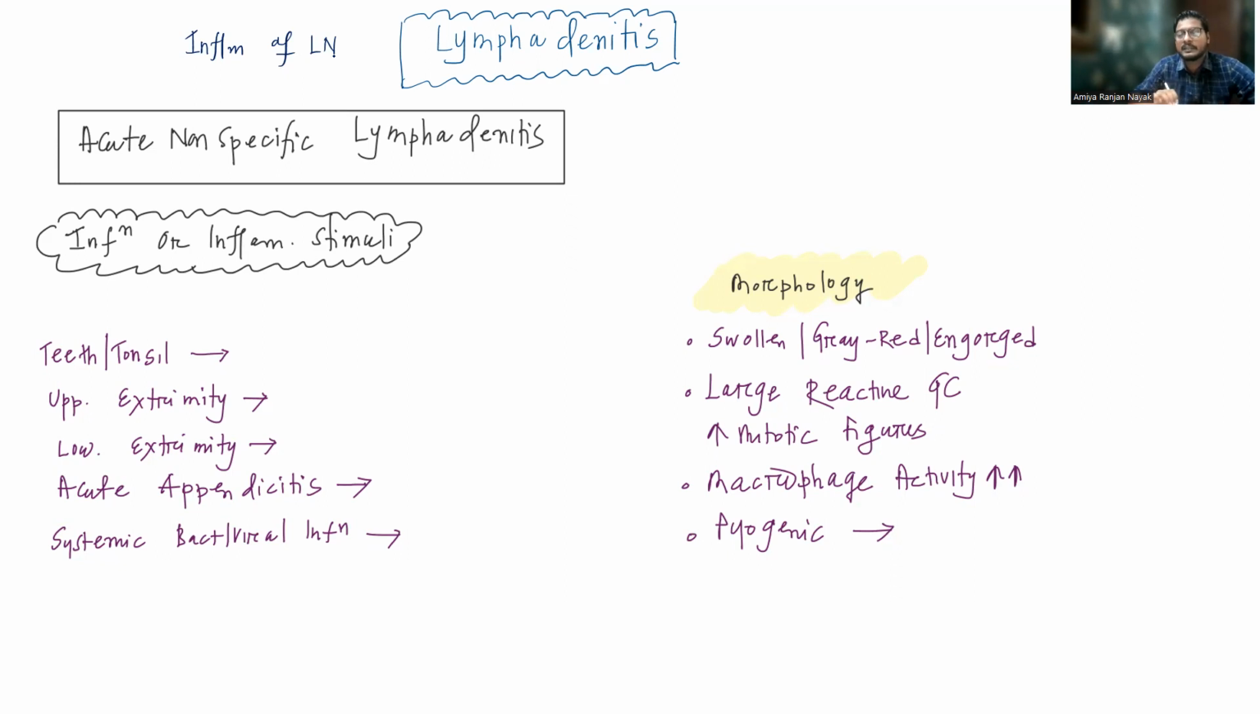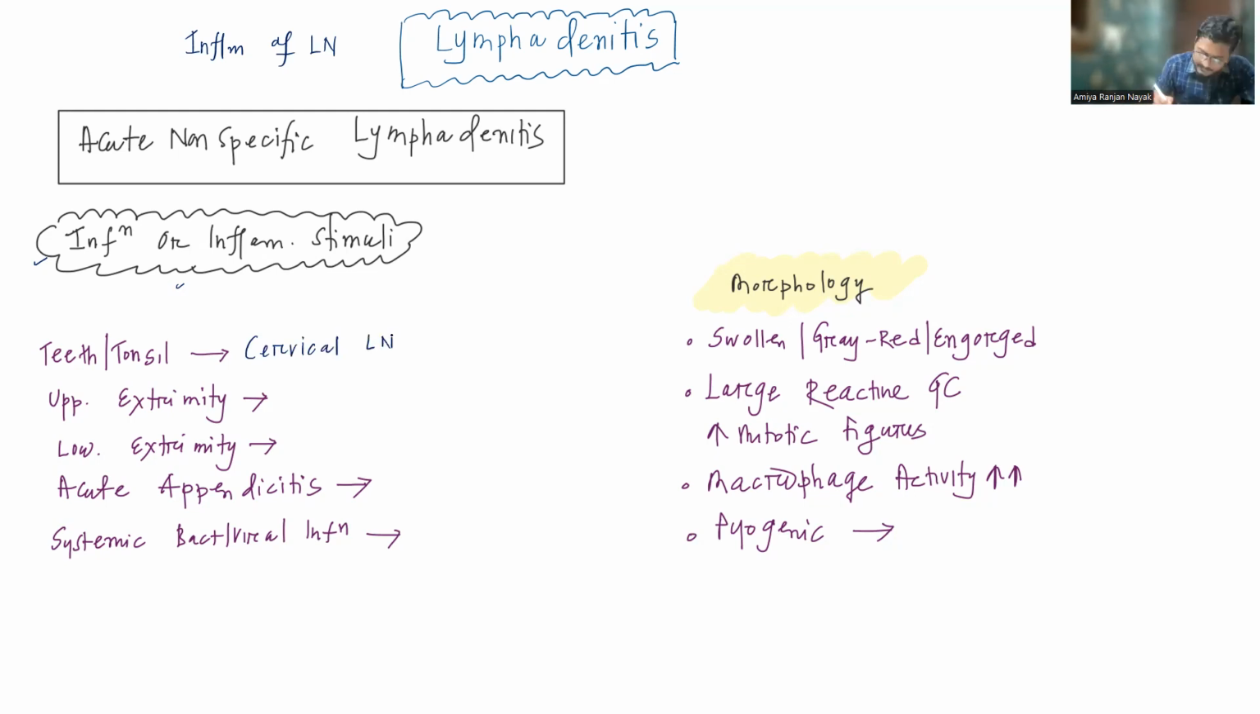Acute non-specific lymphadenitis happens whenever there is infection or inflammation. If the infection is happening in a particular area, the lymph nodes which are draining that area will be affected, at least in the initial phase. If there is infection or inflammation in the teeth or tonsil, this is going to affect the cervical group of lymph nodes.